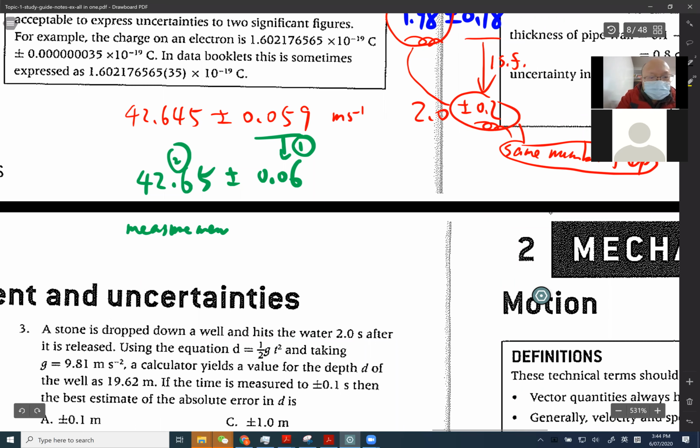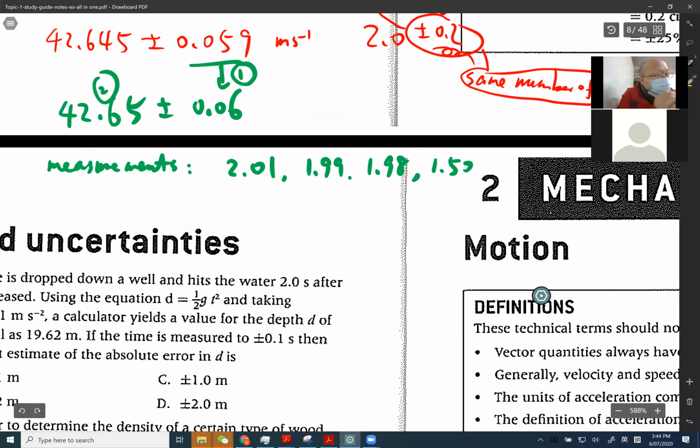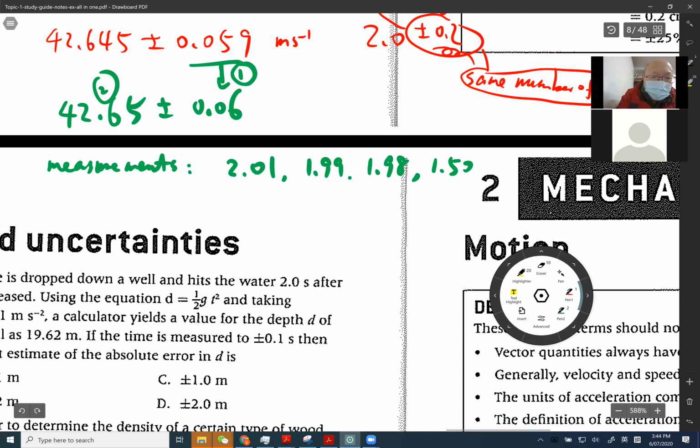You have a measurement. We just make three: 2.01, 1.99, 1... Maybe give you 4: 1.98, 1.5. Hey, we got the measurements here. You measure the same thing. You got 4 readings. You measure 4 times. Olivia, what's the first step? You find the deviation. Step 1, remove outlier first.